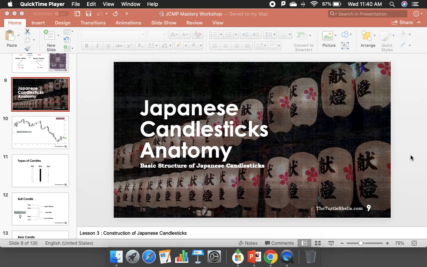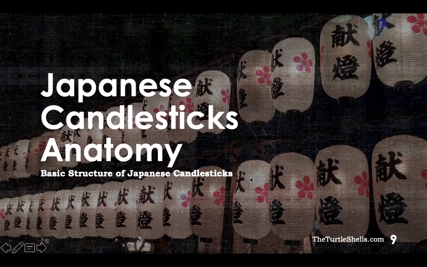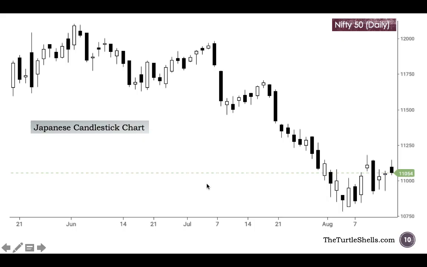Alright, so now let us have a look at the Japanese candlestick anatomy. How exactly is a Japanese candlestick created? Let's look at the basic structure.